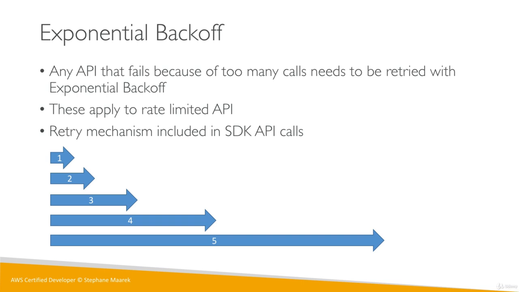So exponential backoff means that if your API calls still keep on failing, we will wait twice as long as the previous API call to try again. And that ensures that you don't overload the API by trying it every millisecond. So exponential backoff is included in most SDKs, and it's just something you need to be aware of. So that's it for the AWS SDK. I hope that was helpful, and I will see you in the next lecture.